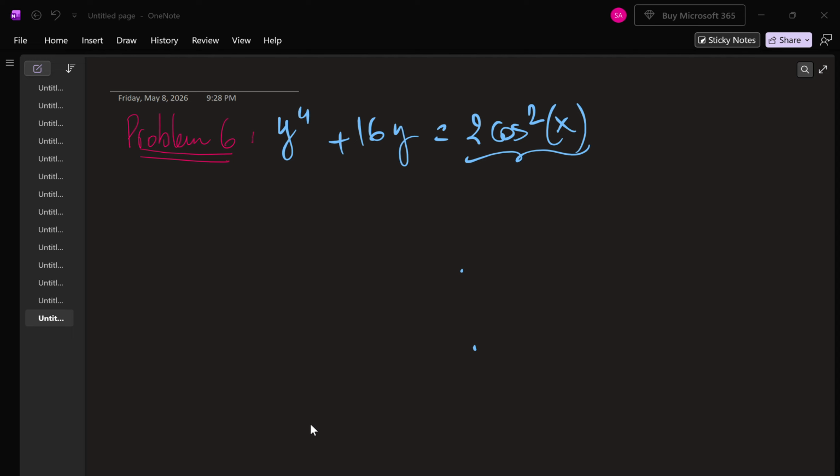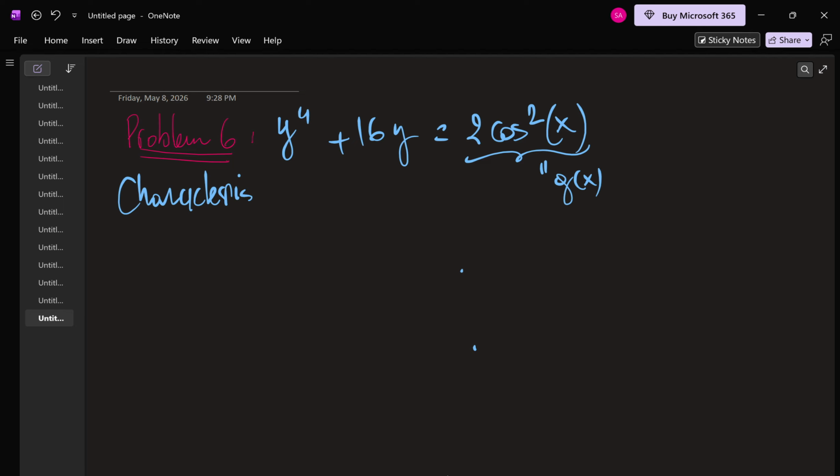So this is a non-homogeneous equation, and we have this is the function g of x. So we have to find firstly the homogeneous solution, then we look for the particular solution. We begin by the characteristic equation. So it is k squared plus 16 is equal to 0.